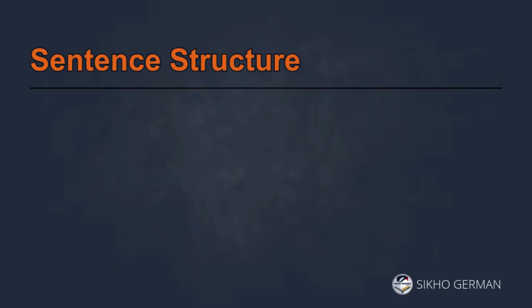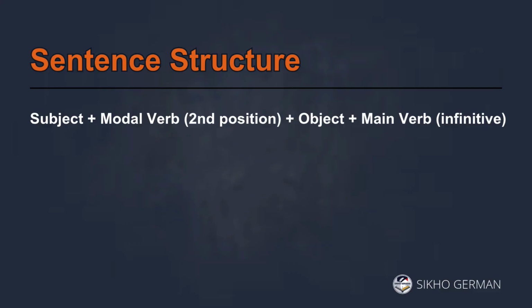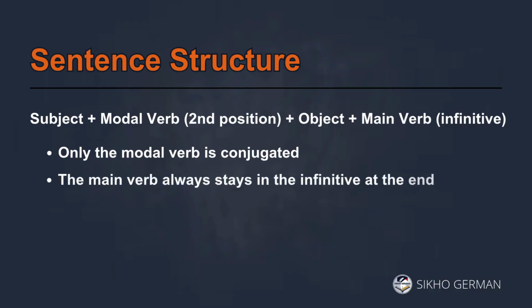Now that we know what modal verbs are, let's see how they work inside a German sentence. This is the most important part because modal verbs follow a special sentence structure. Here is the key rule: subject plus modal verb in second position, plus object plus main verb in infinitive at the end. Only the modal verb is conjugated, and the main verb stays in the infinitive form at the end. If you remember this one structure, modal verbs become much easier.